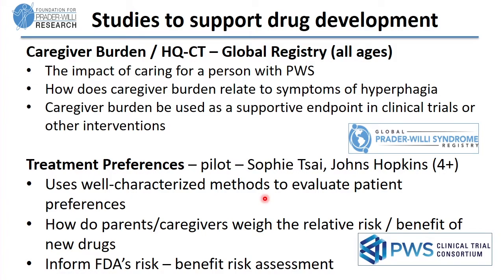And these are methods. She's from the Bloomberg School of Public Health at Johns Hopkins. These are methods, medical economic methods that are used commonly to assess these things. So that is for individuals who have children over the age of 4. So if you have a child over the age of 4 and you'd like to help us on that, we would really appreciate it.